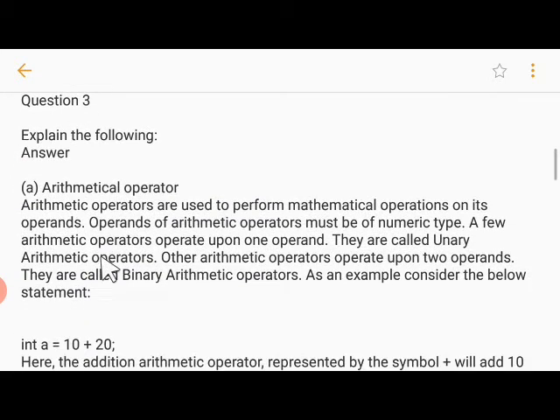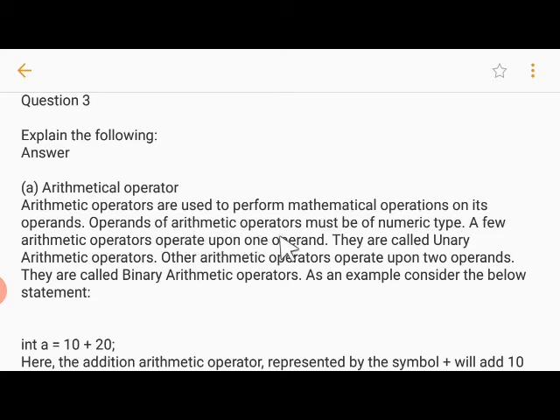Now what to explain here? First is arithmetical operator. So I think everybody knows that arithmetical operators are there to perform the arithmetical operations. Okay, so now let me read the answer for you. Arithmetical operators are used to perform mathematical operations. So instead of writing mathematical, you can write arithmetical operation, that is also fine, on its operands.